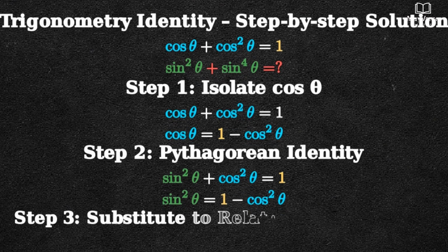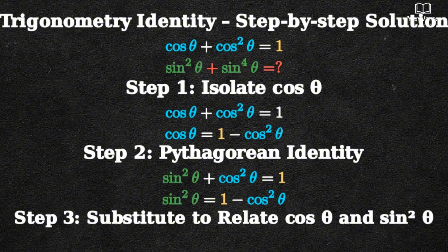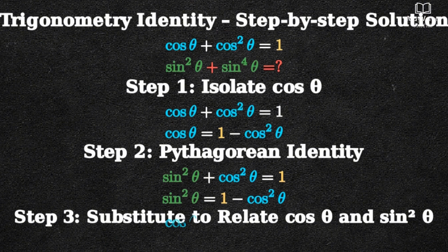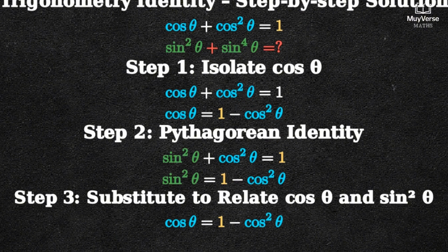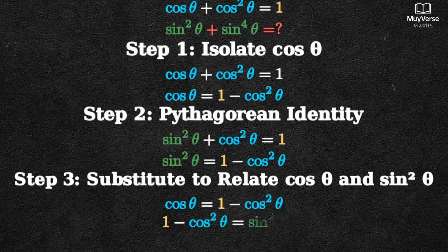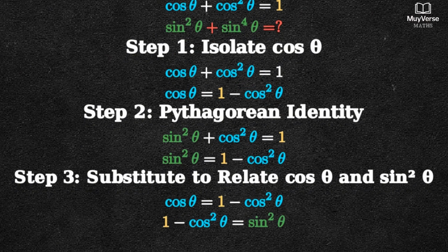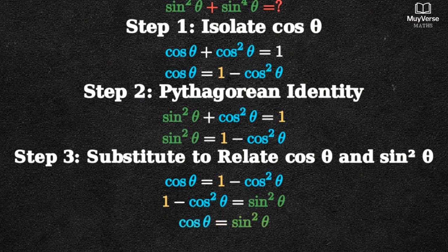Step 3. Substitute the identity into our isolated result. From step 1 we had cosine theta equals 1 minus cosine squared theta. But 1 minus cosine squared theta equals sine squared theta. So cosine theta equals sine squared theta. This is the key relationship.